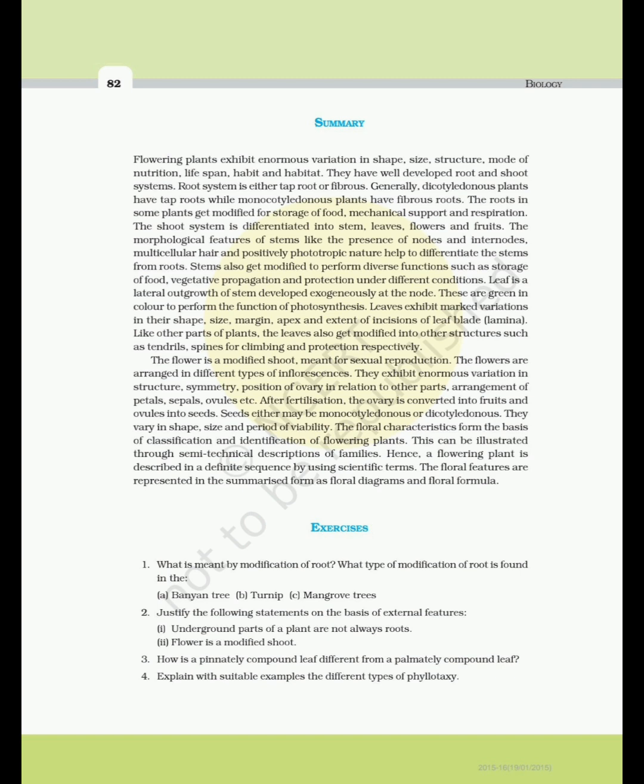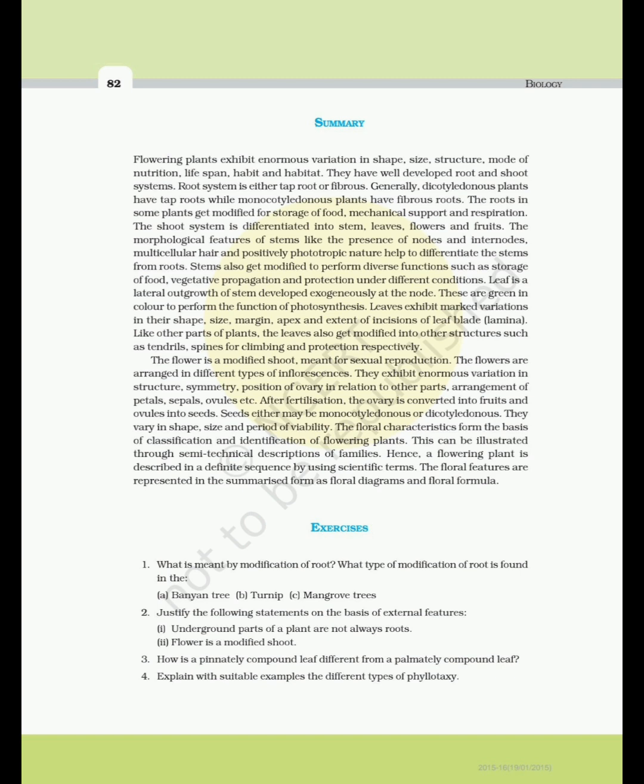The morphological features of stems, like the presence of nodes and internodes, multicellular hair and positively phototropic nature, help to differentiate the stems from roots. Stems also get modified to perform diverse functions such as storage of food, vegetative propagation and protection under different conditions. Leaf is a lateral outgrowth of stem developed exogenously at the node. These are green in color to perform the function of photosynthesis. Leaves exhibit marked variations in their shape, size, margin, apex and extent of incisions of leaf blade, lamina. Like other parts of plants, the leaves also get modified into other structures such as tendrils and spines for climbing and protection respectively.